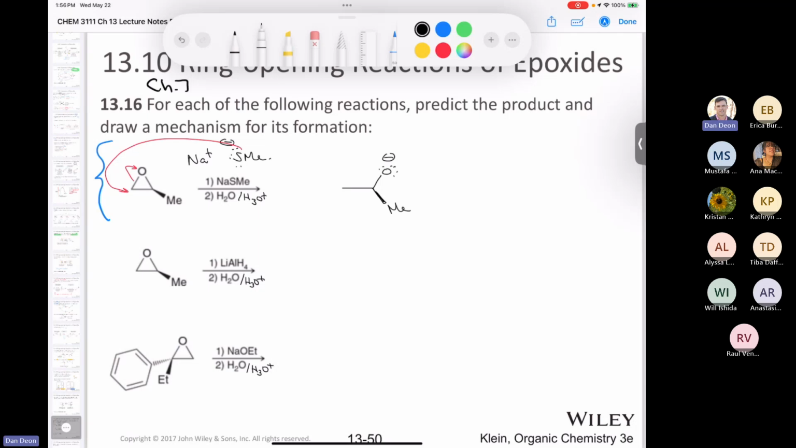Okay, we have our methyl group. We didn't touch that stereocenter whatsoever. This is not a stereocenter. And now we have sulfur, and we have our methyl group like this. So the next step is just going to be the proton transfer.